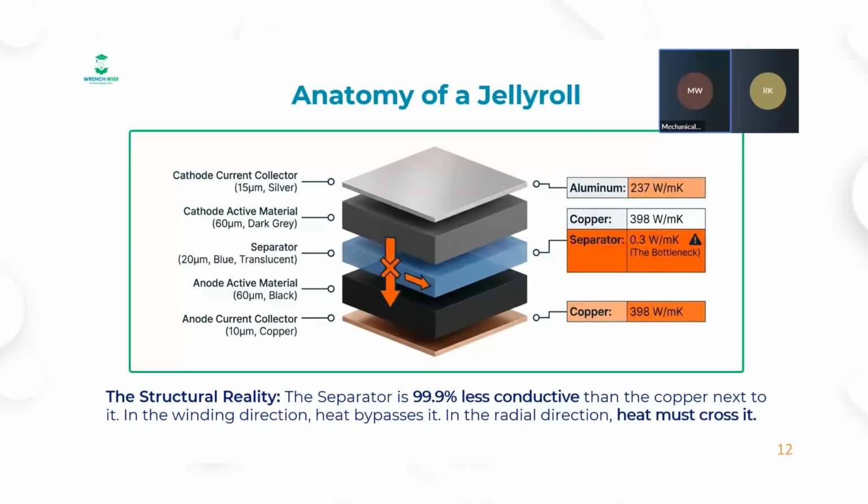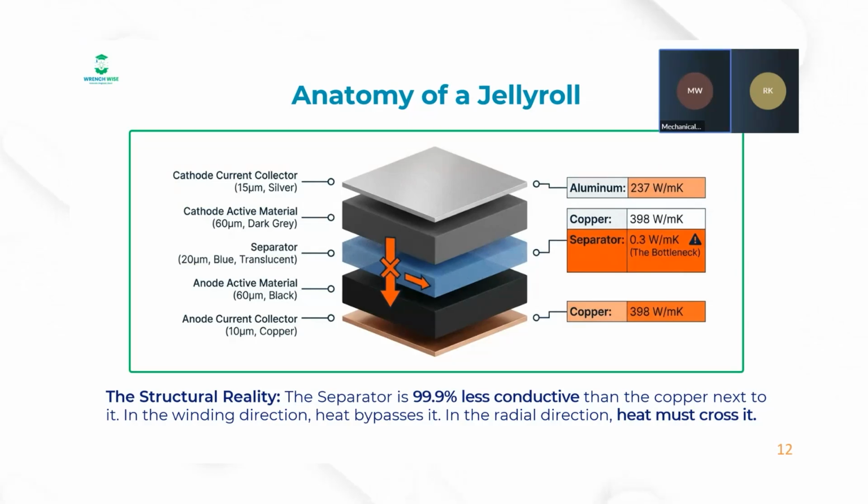In the wind direction, the tangential direction, heat can effectively bypass the separator, traveling almost entirely through the continuous, highly conductive metal foil. However, in the radial direction, as we move from top to bottom here, it becomes very difficult for heat to move forward because the thermal conductivity itself is very low. In the radial direction, the heat has no choice. First, it must cross the foils of the jelly roll itself, and then it will pass over every single one of those insulating separator layers. So this is the structural reality of a battery.